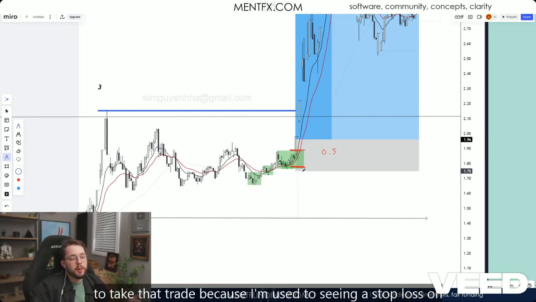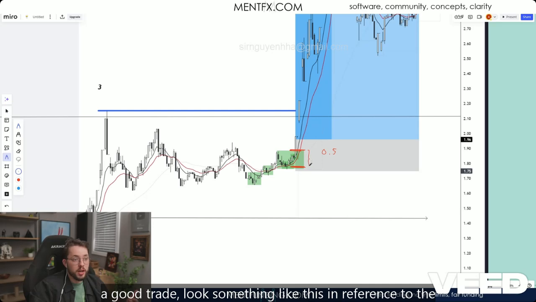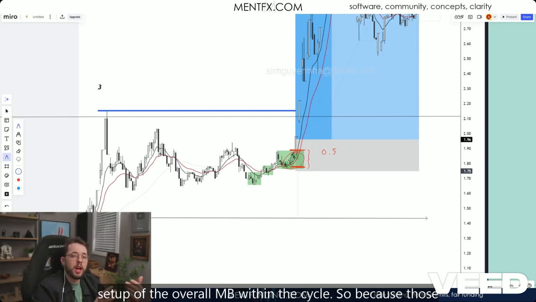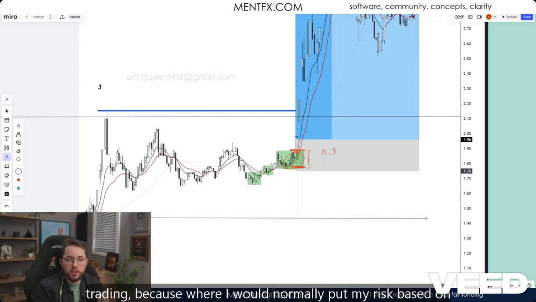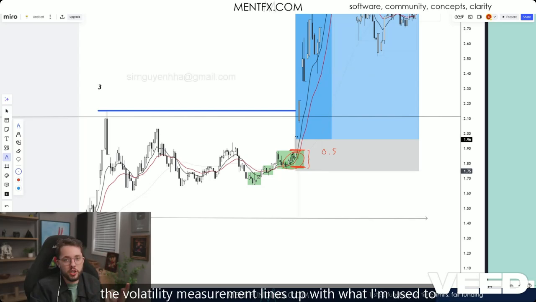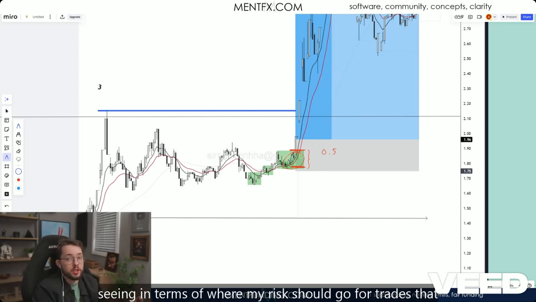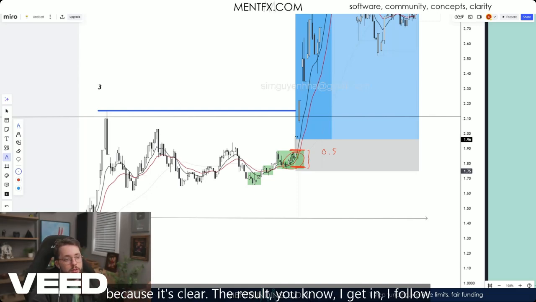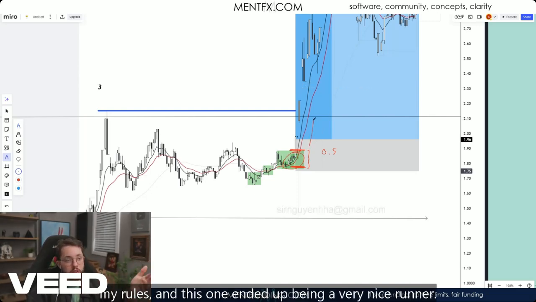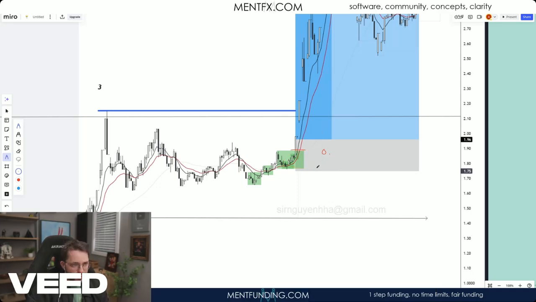I am more than happy to take that trade because I'm used to seeing a stop loss on a good trade look something like this in reference to the setup of the overall MB within the cycle. So because those two things align, because this is another factor of your own trading, because where I would normally put my risk based on the volatility measurement lines up with what I'm used to seeing in terms of where my risk should go for trades that do work out well, I am more than happy to take that trade because it's clear. And as a result, I get in, I follow my rules, and this one ended up being a very nice runner.